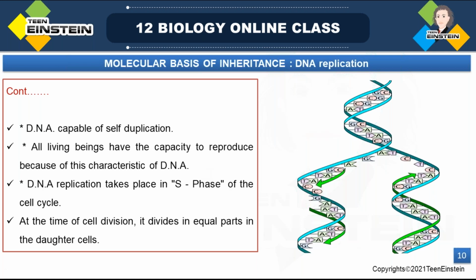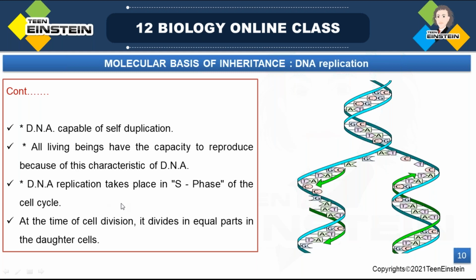If they are reproducing, their copy will be formed, right? There won't be so many changes, because both the strands are getting separated, and half of the strand will be there, and the other half is newly synthesized. So the offspring, or the children, will have the characters of mother and father. That's why it has the capacity to reproduce because of this characteristic of DNA.